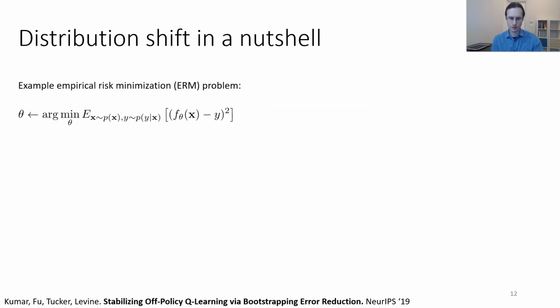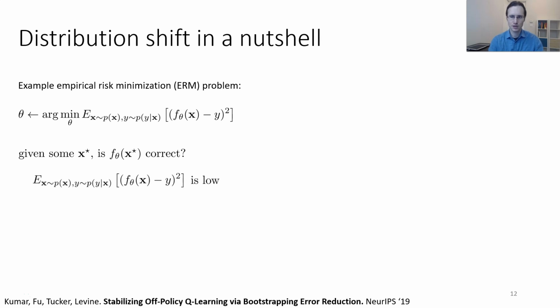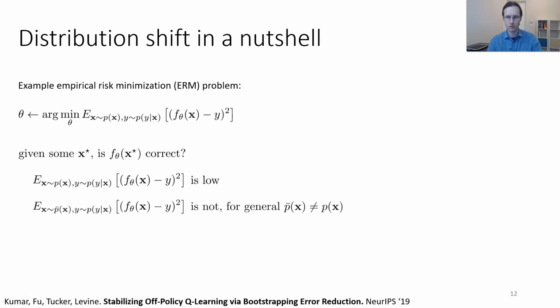So in a nutshell, we can think about distributional shift like this. Let's say that you solve some empirical risk minimization problem, just a standard supervised learning problem, minimize the difference between f of x and y on some dataset p of x. And then you want to know, given some x star, is f of x star going to be correct? Well, you know that the expected value of your loss under p of x is going to be low because that's what you trained for. So you might hope that this means that x star is going to be correct. The expected loss under some other distribution p bar of x is not in general going to be low if p bar of x is not equal to p of x, so we know that.